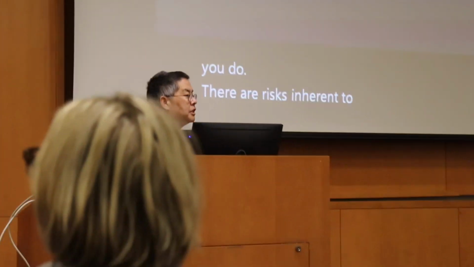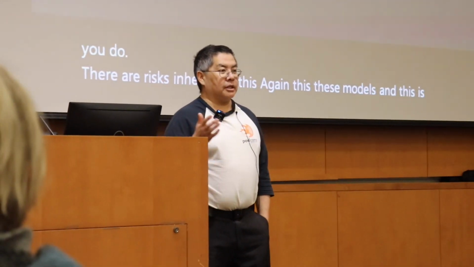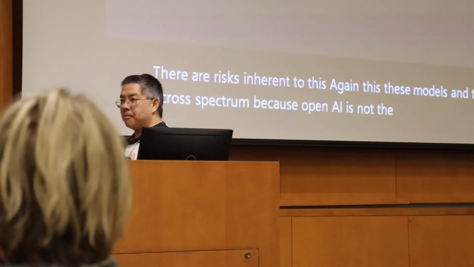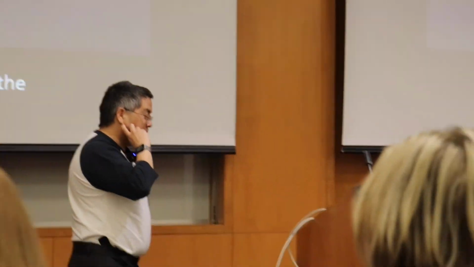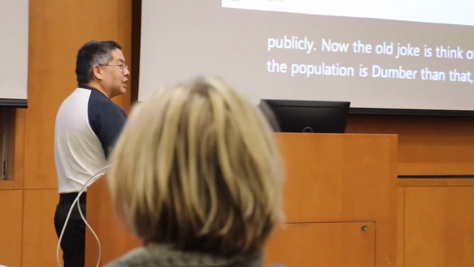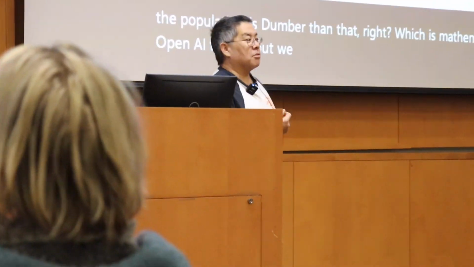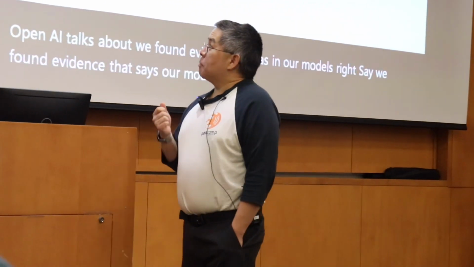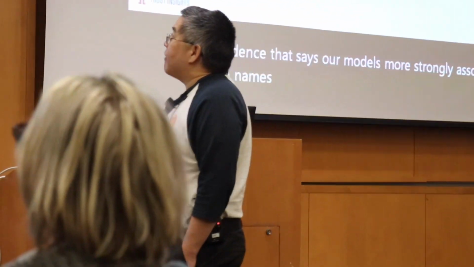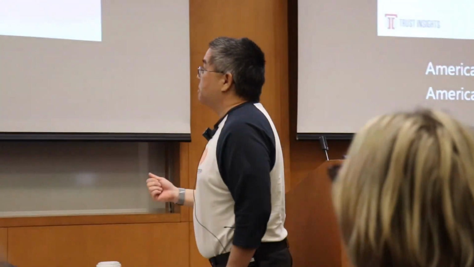Again, these models, and this is true across the spectrum, because OpenAI is not the only company that has one of these. There are many of these. They are trained and built on the language that is available publicly. Now, the old joke is, think of the average person and realize 50% of the population is dumber than that, which is mathematically true. OpenAI talks about how they found evidence of bias in their models. They say their models more strongly associate European American names with positive sentiment when compared to African American names, and negative stereotypes with regard to black women. That's because of the text that went in.